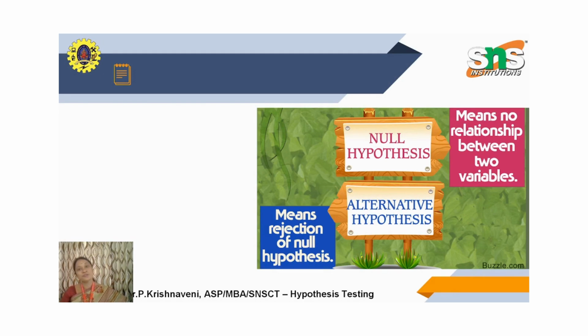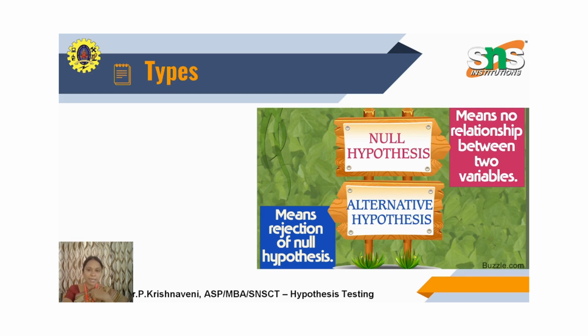Today we are going to continue with the previous concept, hypothesis. We know that a hypothesis is a kind of assumption before starting our research, before we start testing something, we need to have an assumption. This assumption can be classified into two types. One is the null hypothesis, the other one is the alternate hypothesis.